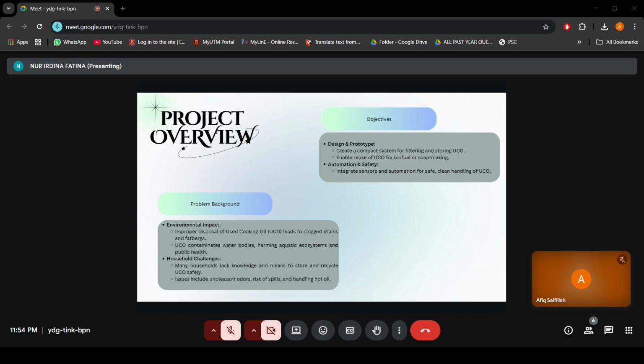Next is the objective. First, on the design and prototype, we create a compact system for filtering and storing of used cooking oil. Second, we enable reuse of used cooking oil for biofuel and also soap making. Second is on automation and safety, where we integrate sensors and automation for safe and also clean handling of used cooking oil.